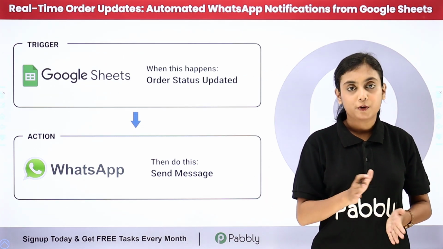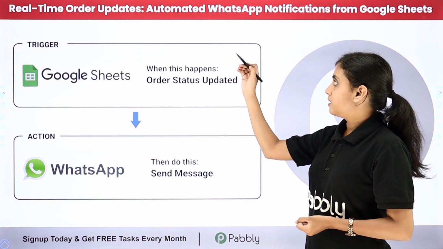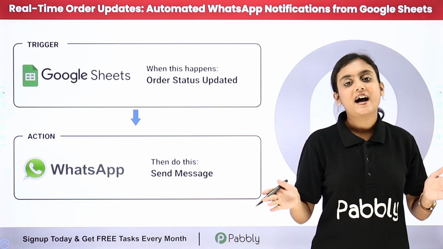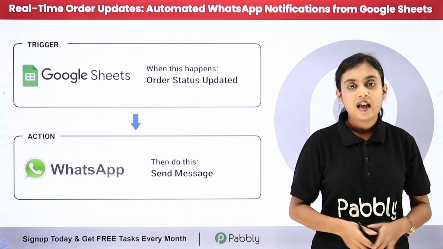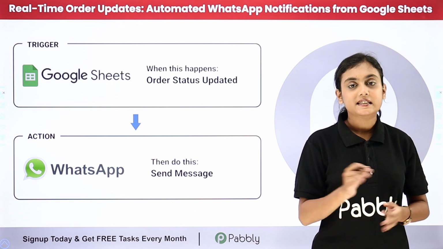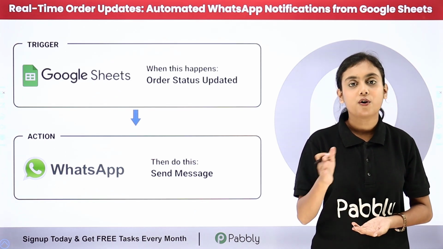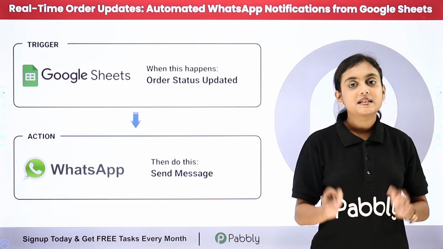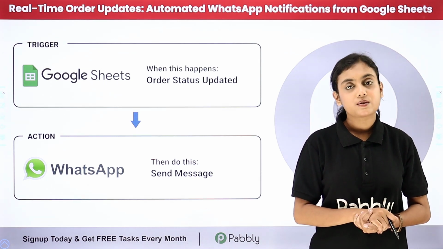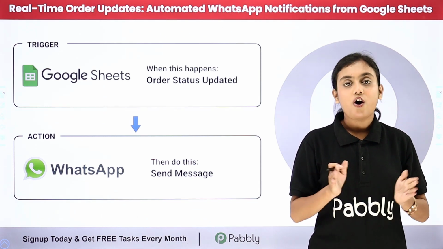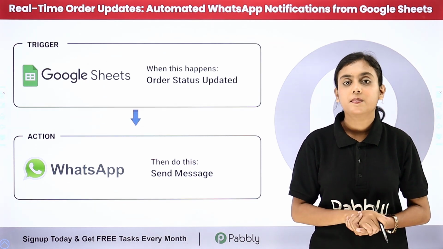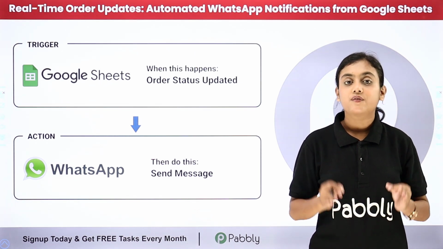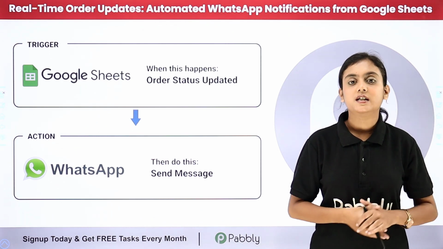Here in this video, we are going to see real-time order updates, automated WhatsApp notifications from Google Sheets. I am the owner of an e-commerce store and I manage the data of my customers' order details in Google Sheets, with their current order statuses. I want that as soon as the status of a specific customer's order is updated in my Google Sheets, a WhatsApp notification telling them the current status of their order is automatically forwarded to that customer. And if I do this manually, it is going to take me a lot of time.